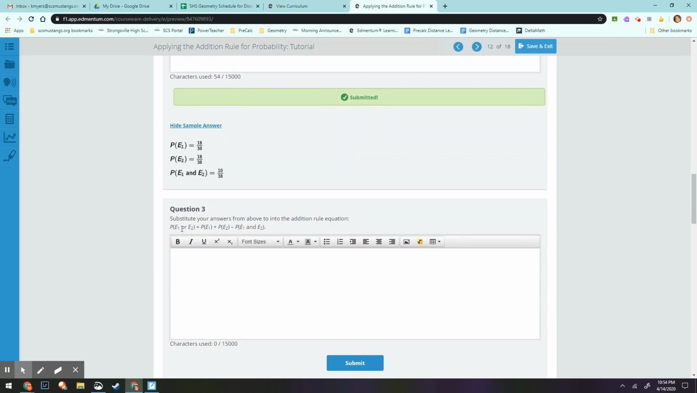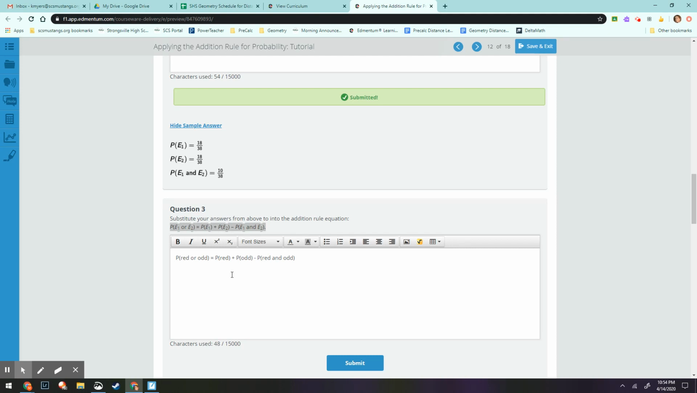Now, don't get freaked out by that notation. This is basically saying what is the probability that it is red or odd. Now when we have an overlap, these are not mutually exclusive, they do overlap. What we need to do is find the probability of red plus the probability of odd, and then subtract the probability of red and odd.